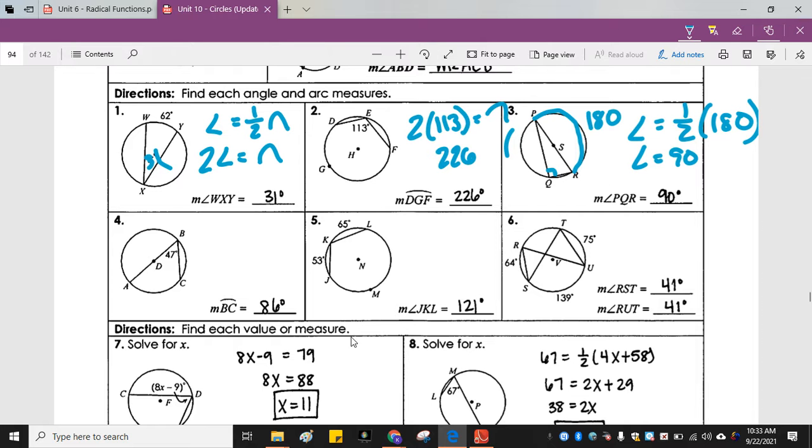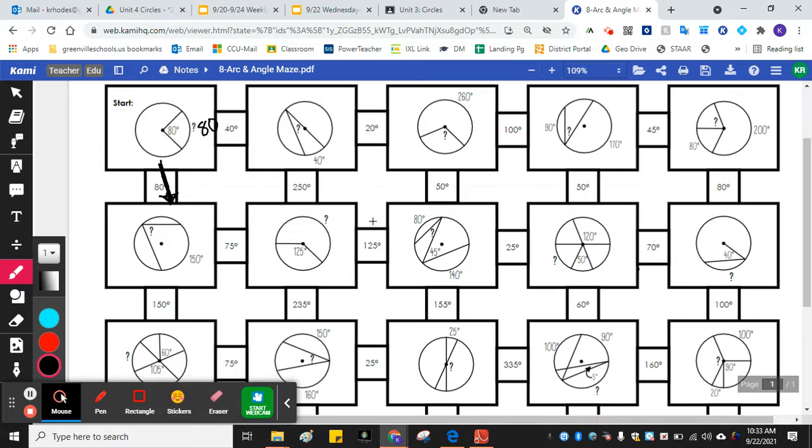All right, back to our maze. Sorry to harp on yesterday's notes, but it should help. So if my arc is 150, half of 150 is 75. So the angle equals 1/2 the arc, or 2 times your angle equals your arc, depending on what we need. So 75, half of 150 is 75.